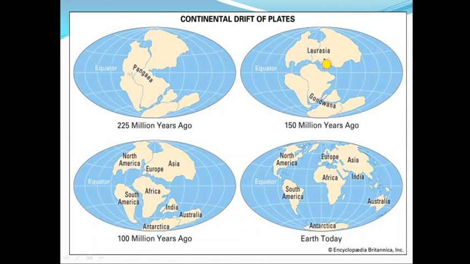North America, Europe and Asia were part of Laurasia, and South America, Africa, India, Australia and Antarctica were part of Gondwanaland. 100 million years back, the various continents were like this. Later on, you can see in the last figure, this represents the present position of the various continents of the world.